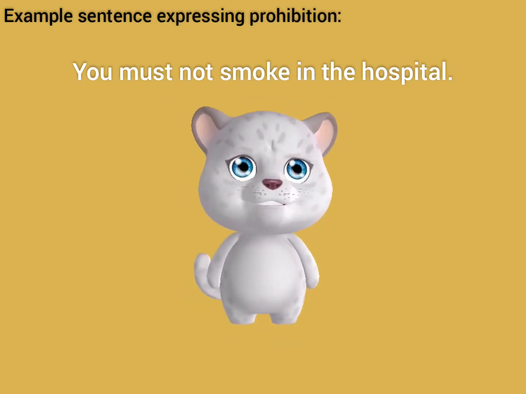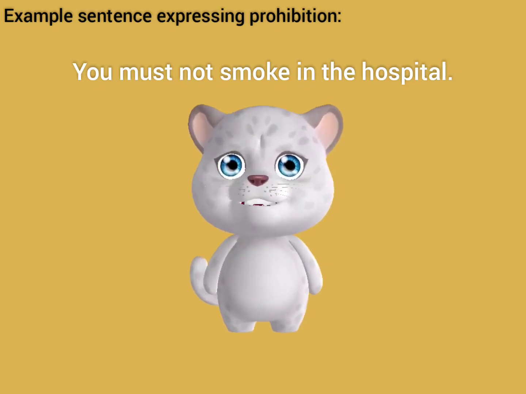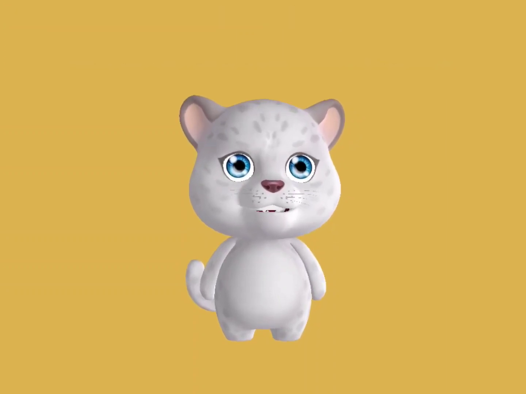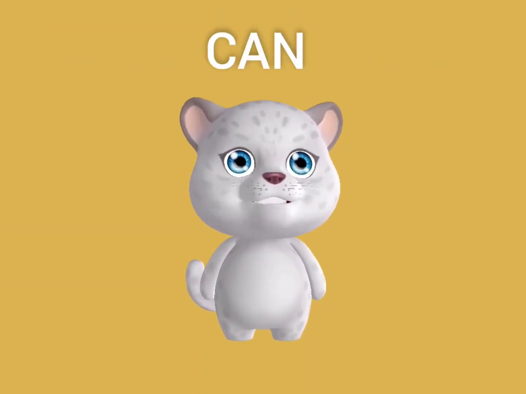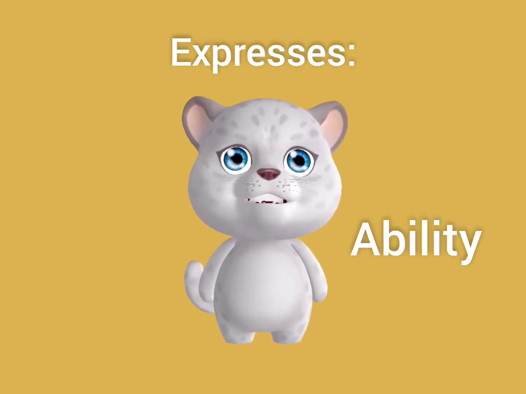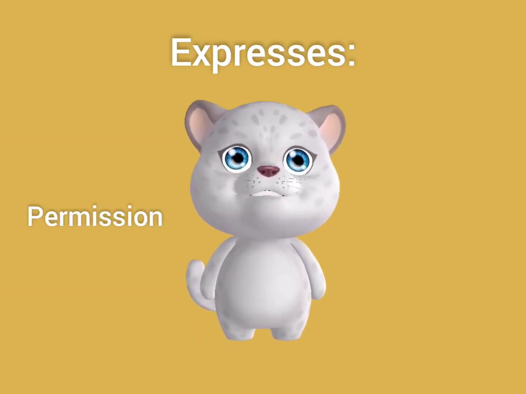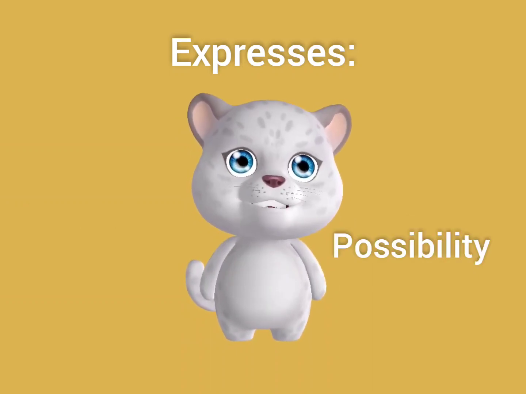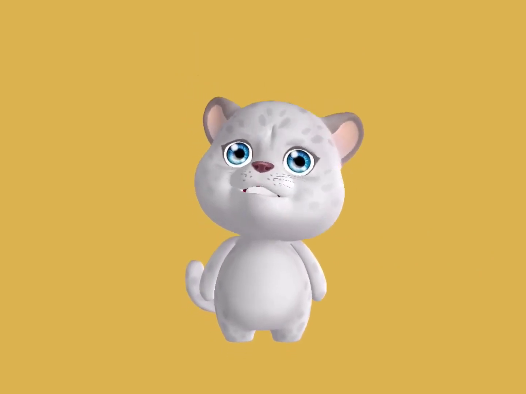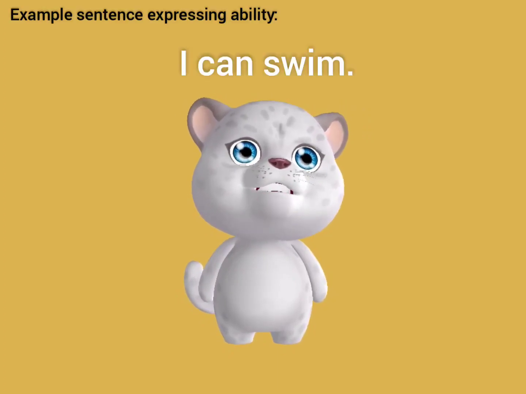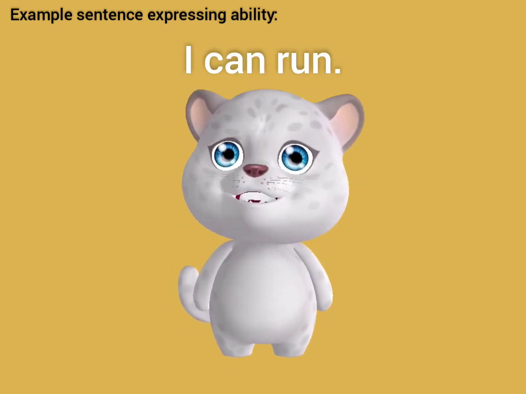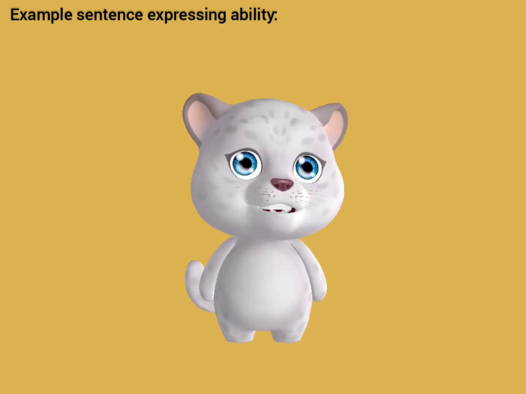Now the third modal verb is can. Can expresses ability, permission, and possibility. Okay, so let's tackle the ability. Ability, able to. Okay? I can swim. I can jump. I can run. I am able to swim. I am able to run. I am able to jump.